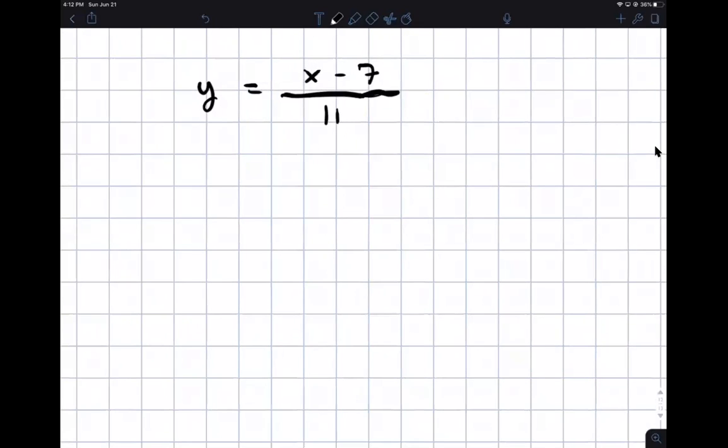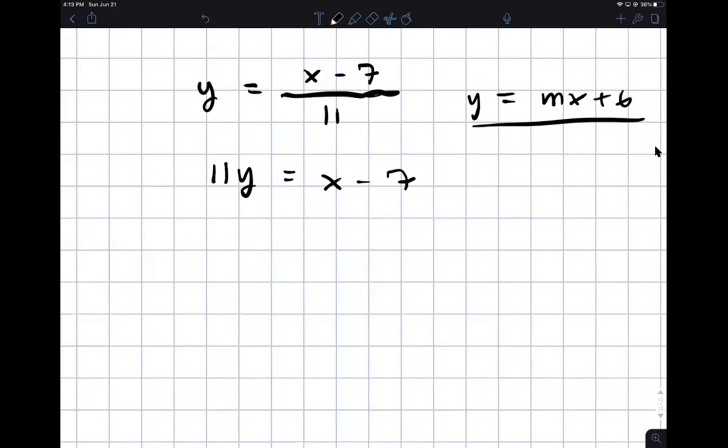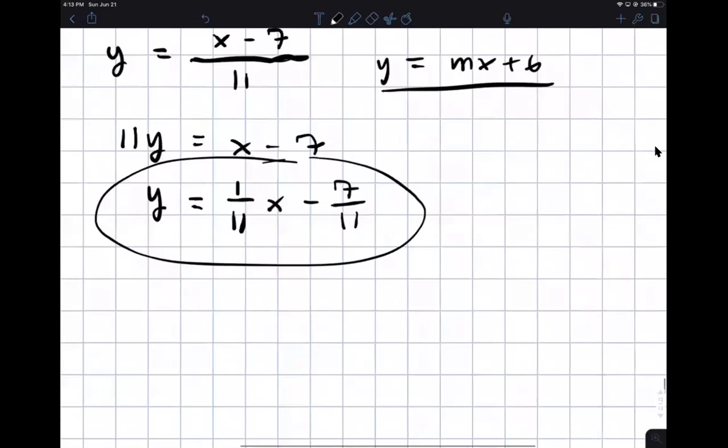Okay. Well, if you look at this, we can multiply both sides by 11, right? So what do we get? 11y equals x minus 7. Okay. And then can you make it look like something like y equals mx plus b? Is it y equals 1/11 x minus 7/11? Right. So looking at this form, it's just a line, right?